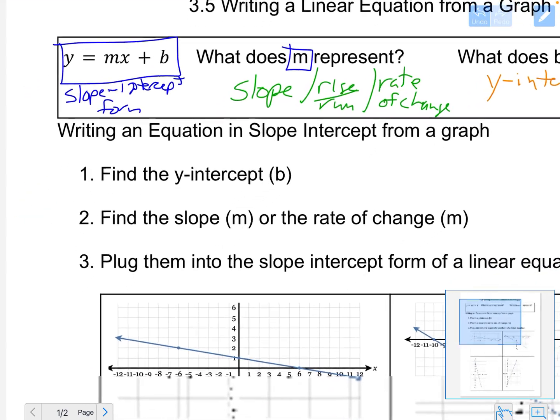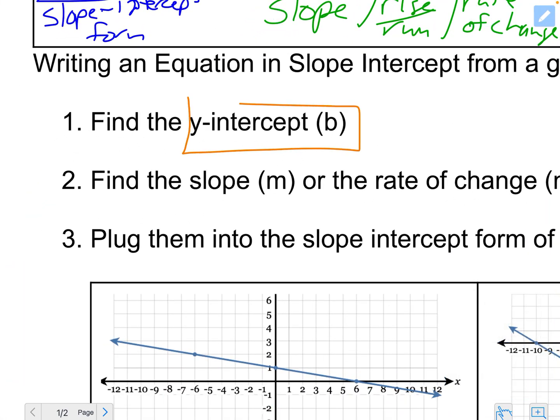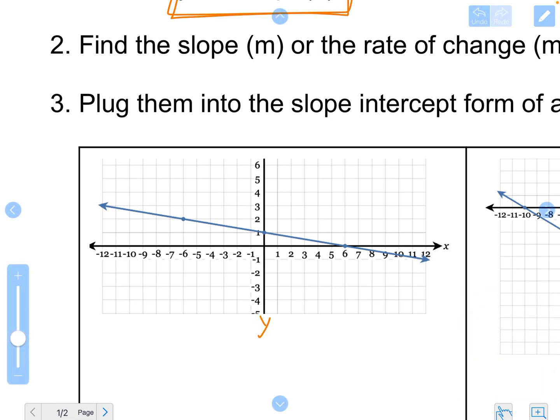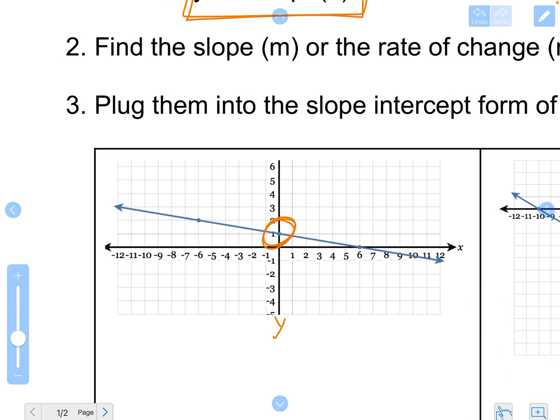So when we write our equation in slope-intercept form, just like when we were graphing, we need to find our y-intercept. Remember, our y-axis is the one that goes straight up and down, so I need to see where in the world my line crosses the y-axis. So here, my b, or my y-intercept, is going to be a positive 1.